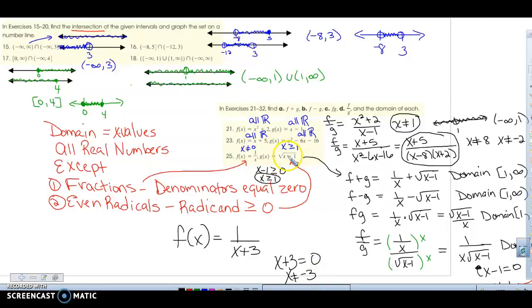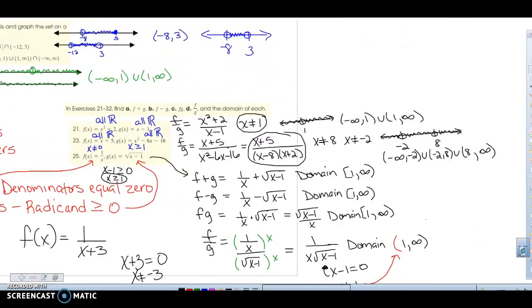In the g function here, we want to keep the radicand greater than or equal to 0. So we take it and set it greater than or equal to 0 and solve, discovering that x then will have to be greater than or equal to 1. So that represents the domain for that function.